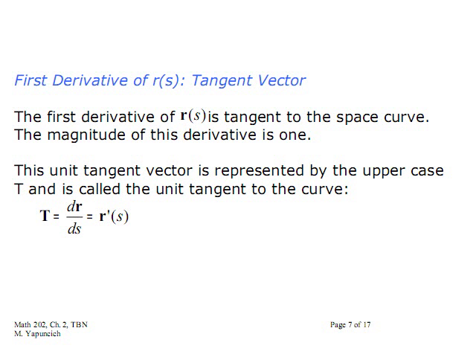So we start with the arc length parameterization, which is r of s, and we take its first derivative. Now, because this is an arc length parameterization, the magnitude of this derivative, which would be its velocity, is 1. So we already have a unit vector. That unit vector is the tangent vector.